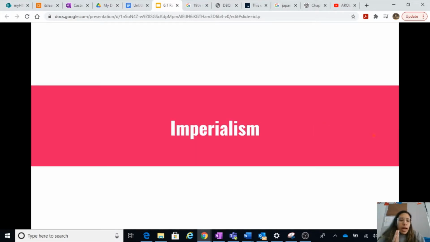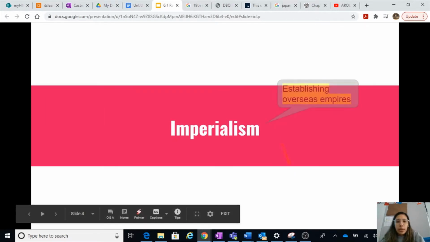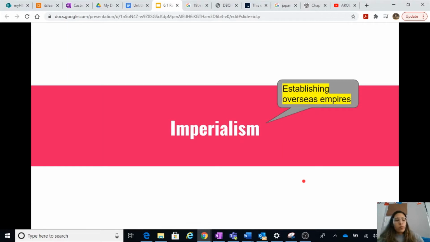So I am calling this unit Imperialism. Let's get a definition of imperialism in here. Imperialism basically means establishing overseas empire. Imperialism refers to empire, so that's how you can remember it. If you speak Spanish, imperialism sounds like imperio. Imperio means empire. Imperialism just means establishing empires.